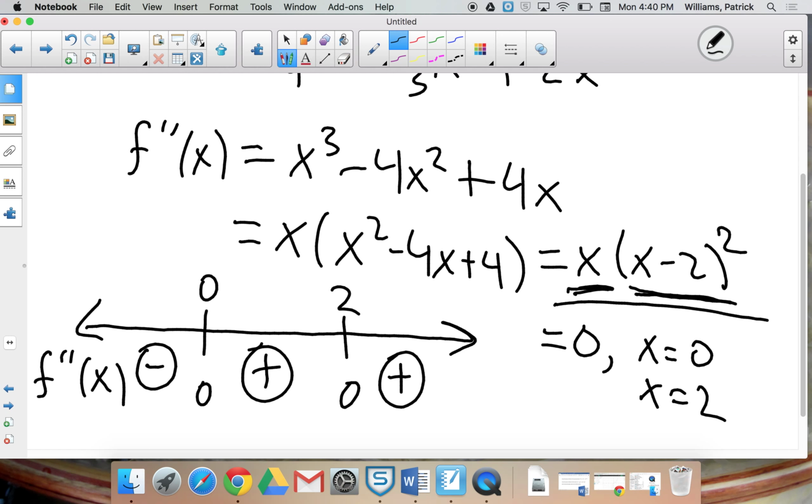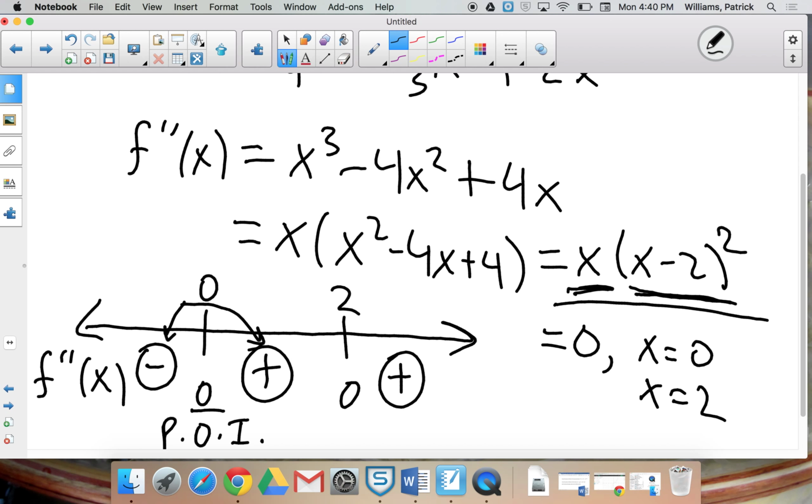So where are our points of inflection? Our point of inflection will be right here at x equals 0, because that's where not only the second derivative was equal to 0, but we also had that sign change, when it switched from a negative concavity, or a concave down function, to a positive concavity, or a concave up function.